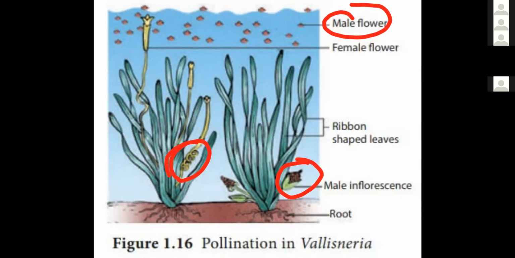Now here, what's going to happen once the female flowers are also on the water surface and pollen was already released on the water surface by male flowers? Receiving the pollen, isn't it? And again it's going to coil the floral stalk and bring the flower underwater. That's the kind of pollination that occurs in Vallisneria using water as a medium.